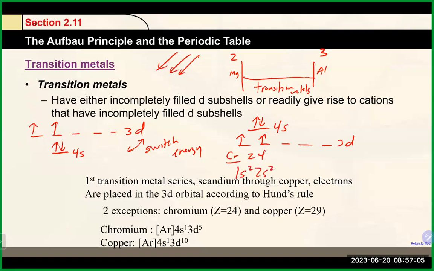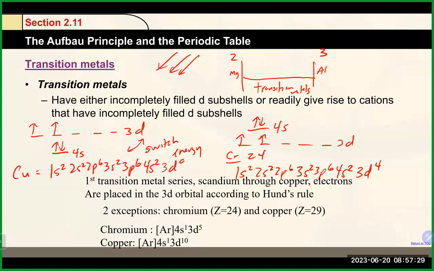1s2, 2s2, 2p6, 3s2, 3p6, 4s2, 3d4. So again, if you just follow that zigzag back and forth. For copper, it would be fairly similar if you followed it: 1s2, 2s2, 2p6, 3s2, 3p6, 4s2, 3d9.